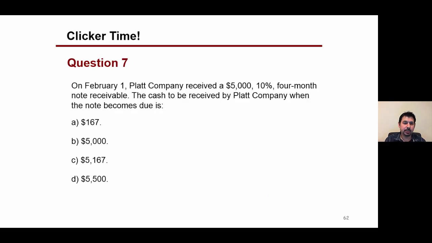On February 1st, Plaid Company received a 5,000 10% 4-month note receivable. The cash to be received by Plaid Company when the note becomes due is, once again, on the maturity date, the company expects to receive the face value plus interest. Here, the face value is 5,000, so it is 5,000 plus interest, which is 5,000 multiplied by 10% multiplied by 4 over 12.